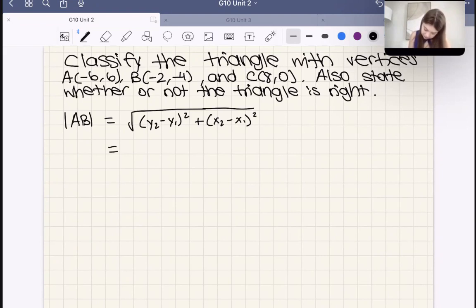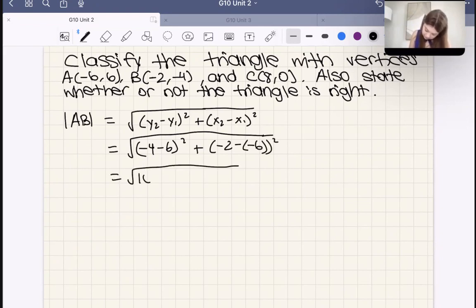All right, so -4 minus 6, and then let's see, -2 minus -6 like that. So that's going to be 100 plus, let's see, 16.